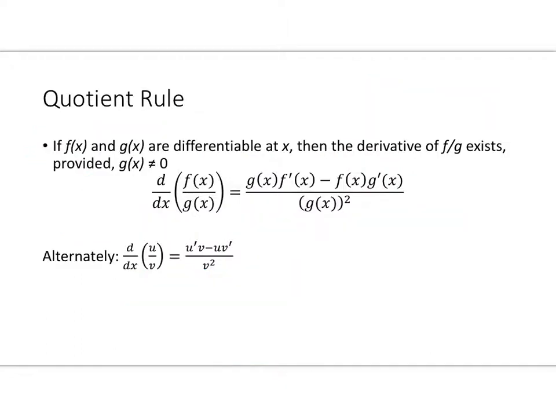Well, if we have a product rule, it means we have to have a quotient rule. So quotient rule is when I'm dividing two functions, f of x divided by g of x. The rule for the derivative is the lower function, g of x, times the derivative of the upper function, f prime of x, minus the upper function, f of x, times the derivative of the lower function, g prime of x, all over the lower function squared. So for me, when I do this, I think of this as low d high minus high d low all over low squared.